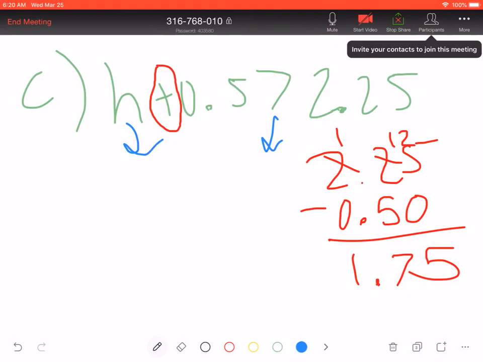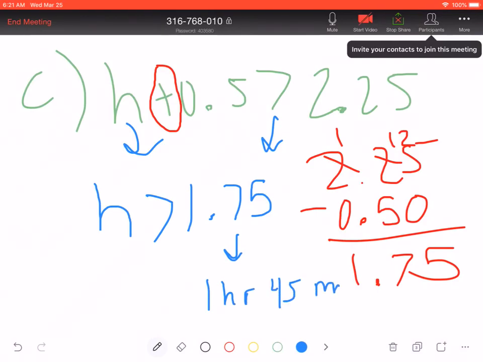So your solution is going to be the number of hours he's done studying for history is going to be more than 1.75. Okay? And if you think about what this means from the last problem, you can also think of this as 1 hour and 45 minutes, since 15 minutes is 1/4 of an hour. So it's going to be anything more than 1 hour and 45 minutes.